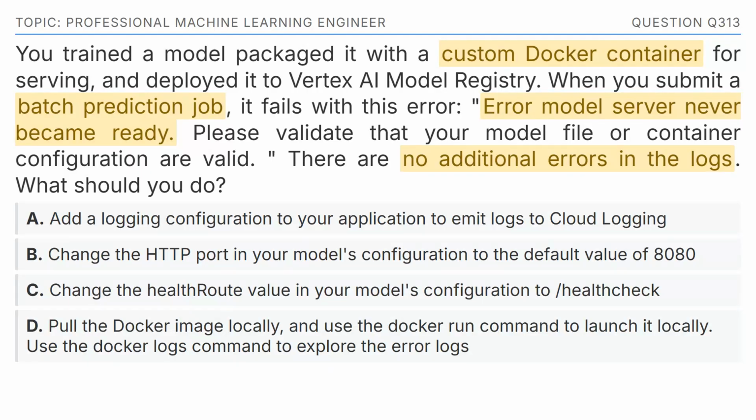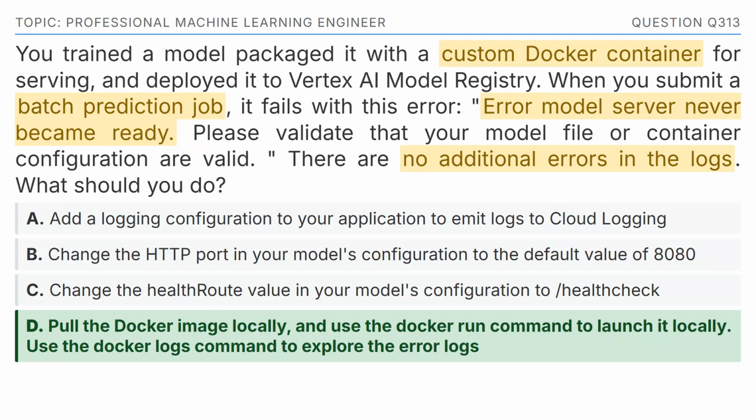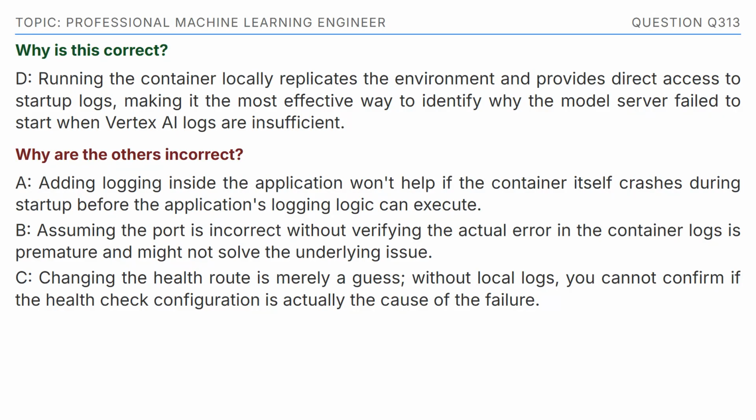To arrive at the correct answer, we focus on the keywords: custom Docker container, batch prediction job, error model server never became ready, no additional errors in the logs. The correct answer is option D. Pull the Docker image locally, and use the Docker run command to launch it locally. Use the Docker logs command to explore the error logs. Why is this correct? D.